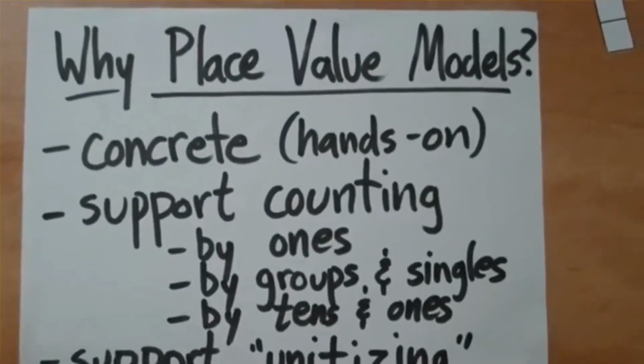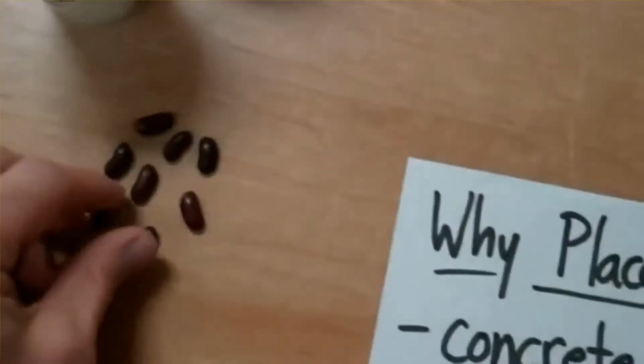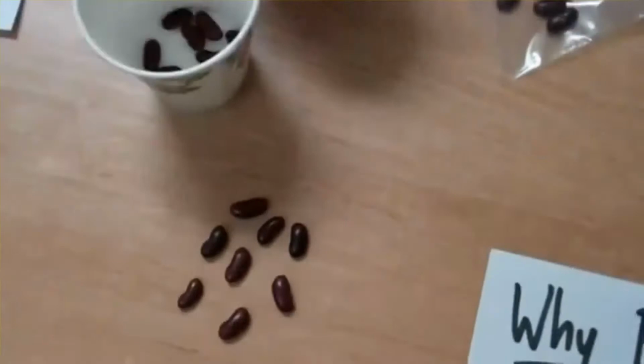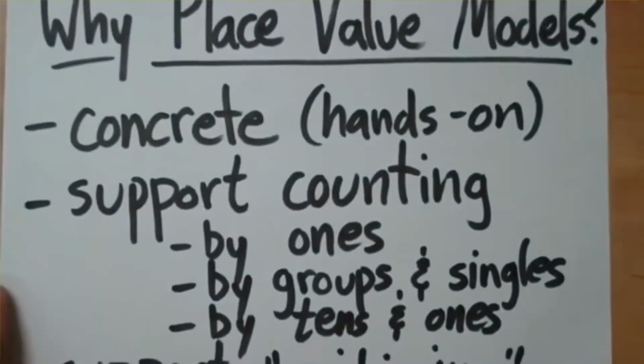There's several important reasons. Place value models are concrete, they're hands-on. Kids can actually manipulate them and use them as they count and think about place value, something to support their thinking as they work with place value models.